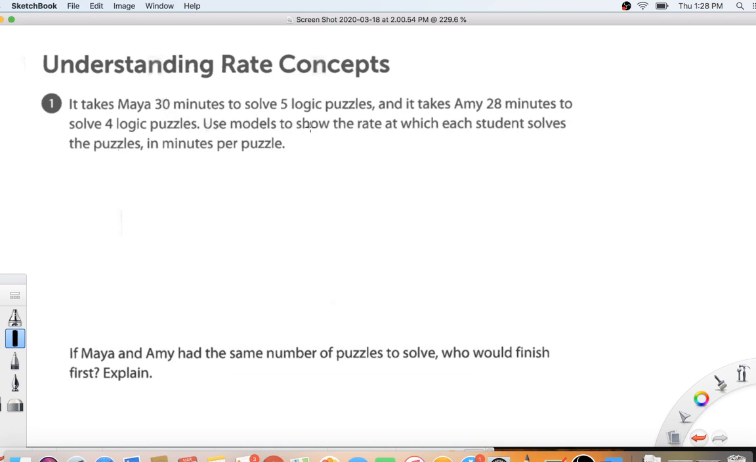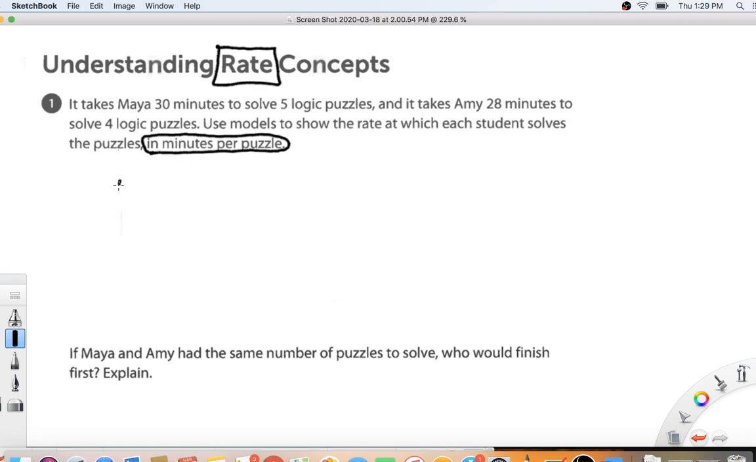It says use models to show the rate at which each student solves the puzzles in minutes per puzzle. So it has to be in this format, in minutes per puzzle. Because the word puzzle comes second after the word per, we need to figure out how many minutes it takes to do one puzzle. Usually when a problem says rate, it means find out how much one is worth.